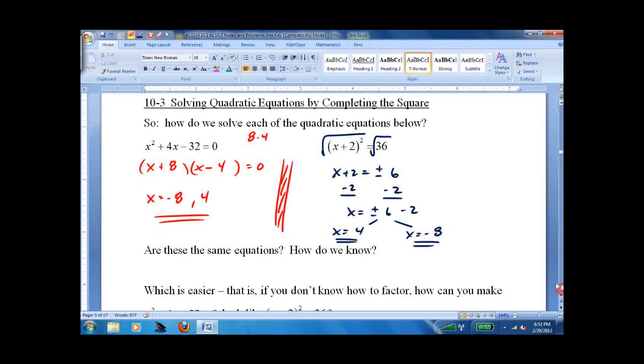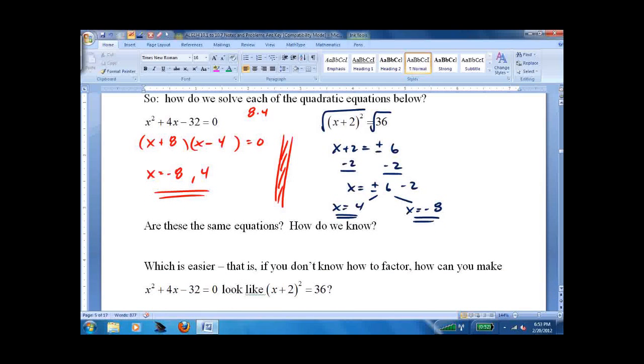So the question is, are these the same equations? And the answer is yes. How do we know? Not that hard. Same solutions. So it shows us, briefly, another way to solve quadratic equations. If you can't factor, or if you don't want to factor, we use this technique, setting it up to look like this, and that's called completing the square. You'll see why in a moment.